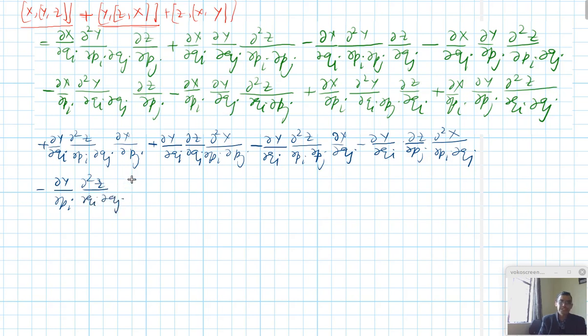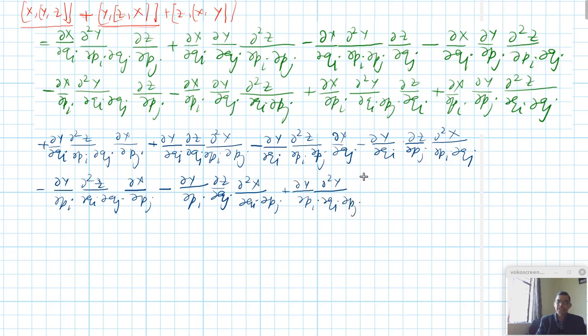∂x/∂p_j, minus ∂y/∂p_i, ∂z/∂q_j, ∂²x/∂q_i∂p_j, plus ∂y/∂p_i, ∂²y/∂q_i∂p_j, ∂x/∂q_j, plus ∂y/∂p_i, ∂z/∂p_j, and ∂²x/∂q_i∂q_j. This I have expanded.